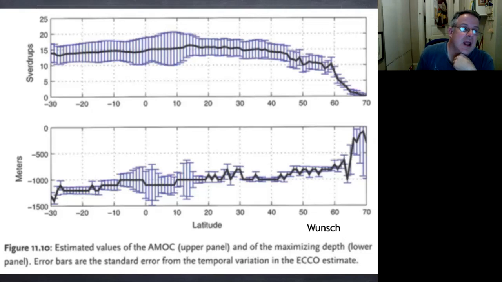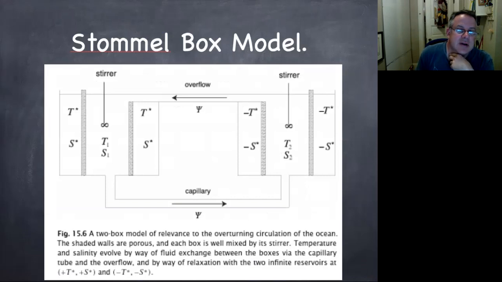This is the values of the AMOC in the upper panel and the maximum depth of the AMOC in the lower panel. I don't know why I put this in this, but here's the idea of the Stommel box model. You have two reservoirs, each of which are being restored towards a temperature and salinity, which is, this is cold in temperature and fresh. This is warm and salty. So this end is like the north, this is like the south end. And if you make it denser over here, then over there, it'll flow this way.